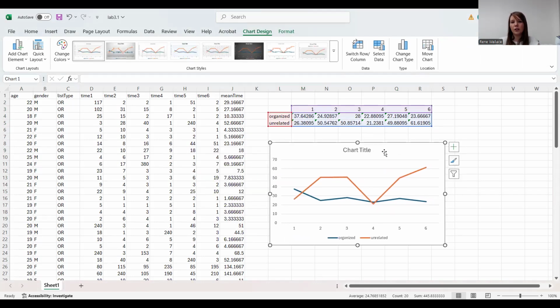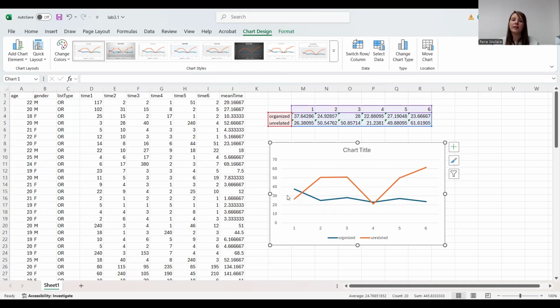So what are we seeing? So my organized is my blue line, and this is the seconds that it took the participants to solve the anagram. And this is trials or words 1, 2, 3, 4, 5, and 6. So it looks like for my organized, for my blue, we started around 40, and it does look like people got faster. You can see they got faster, a little slower, faster, a little slower, faster. But it kind of does look like on the continuum, people are moving in the quicker direction.